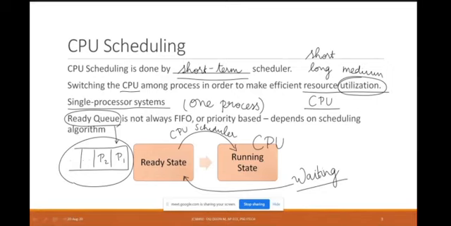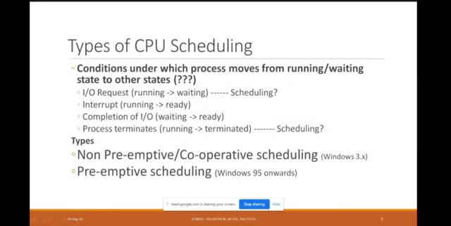So this is about your CPU scheduling. Now we'll see what are the different types of CPU scheduling. First we will move on to the types, then I'll come to what are the conditions. So the types: preemptive scheduling and non-preemptive scheduling.